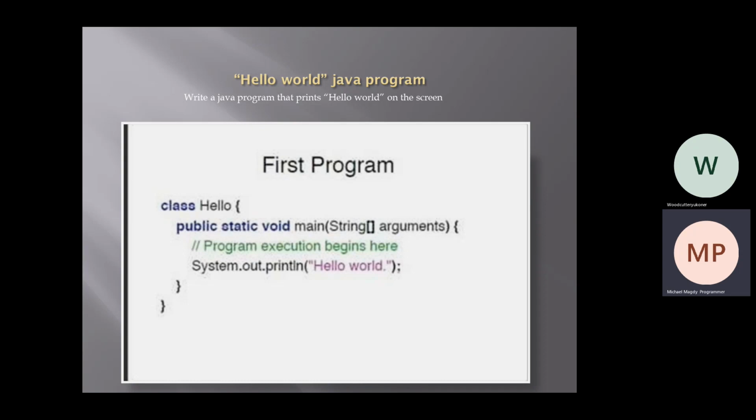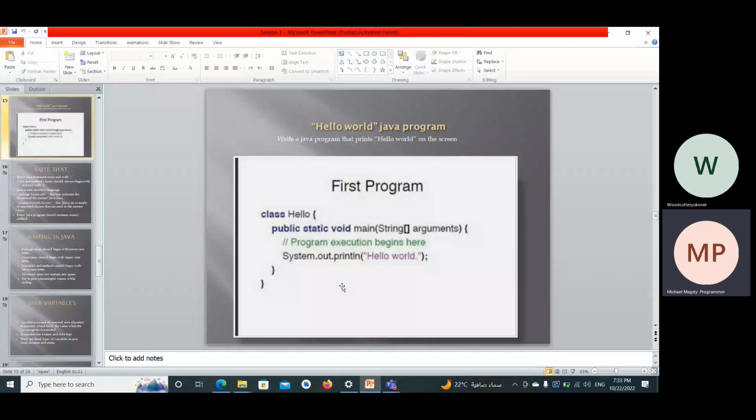So this is our first Java program. It's a very simple program that will print the words hello world on the screen. That's all. It's a very simple Java program that will print only one sentence: hello world. Sounds easy, right? So let's do it together and see how we're going to do it.